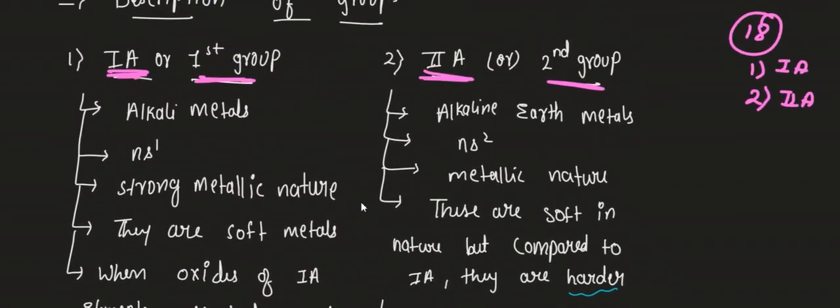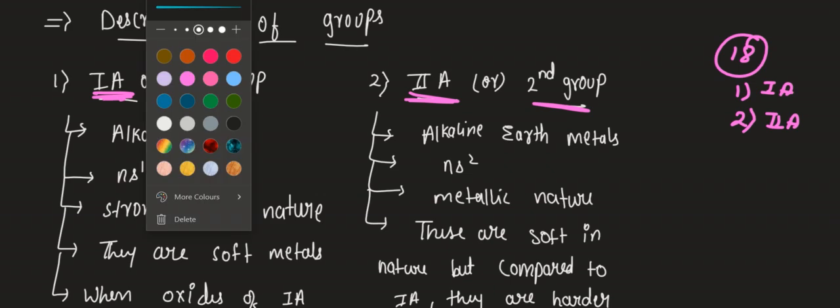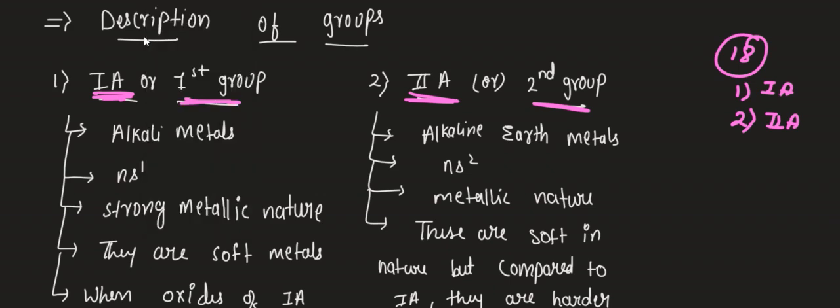Okay, so first of all, what are the elements present in group 1 and group 2? That is very very important. So let us try to write down what are the elements present in group 1. Lithium, sodium, potassium, rubidium, cesium and francium. Here francium is radioactive. What are the second group elements? Beryllium, magnesium, calcium, strontium and barium. Okay, so these are the first group and second group elements.